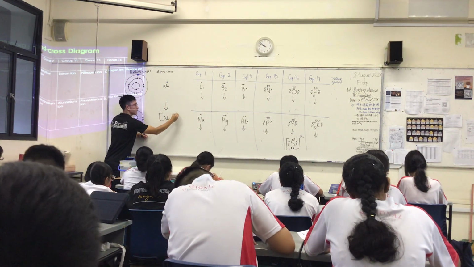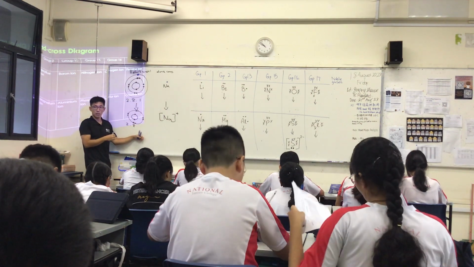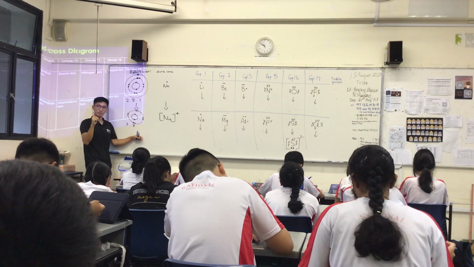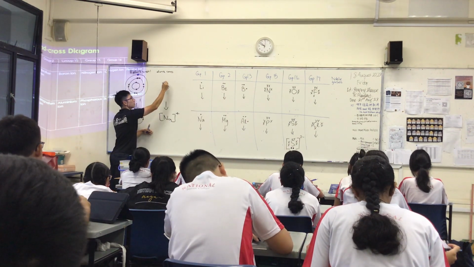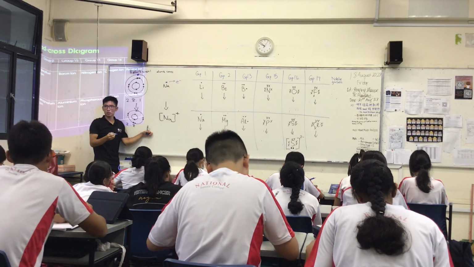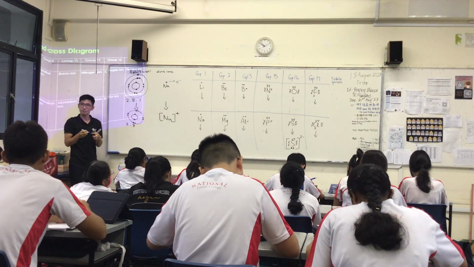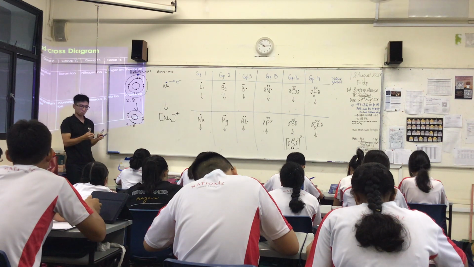And then I put a plus here to show the overall charge of this ion. The overall charge is positive 1 because it lost 1 negative electron. Every electron is negatively charged. So if you lose 1, overall it becomes positive. This is how you do it for the positive ions.